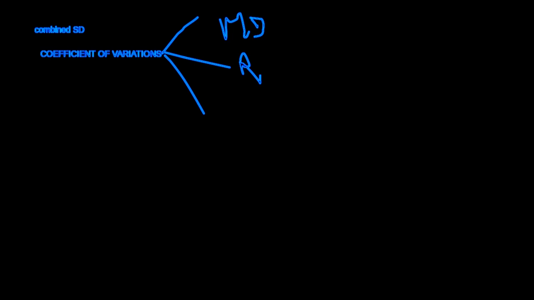Coefficient of variation. Now this coefficient of variation can be defined with respect to the mean deviation also. It is with respect to range also. It is with respect to quartile deviation also, and it is with respect to standard deviation also. How do we write this? I'm giving you the formulas. It's based on the variation.